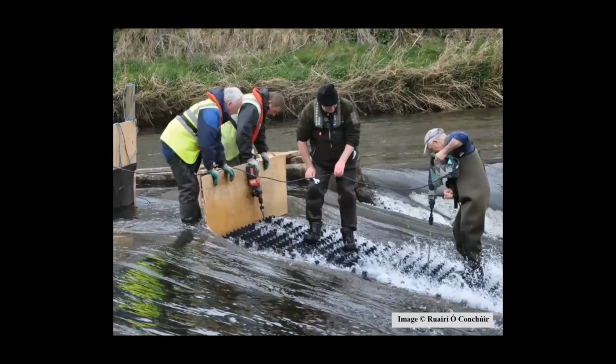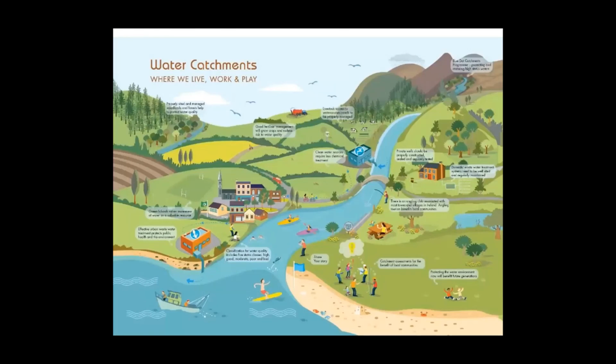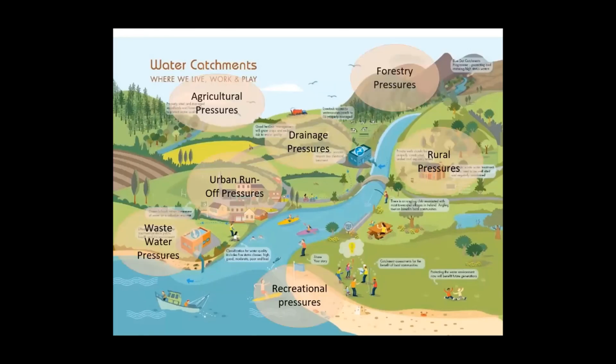There are multiple challenges in terms of river restoration in an Irish context. You've heard of some of them already. These are some of the ones that we would have listed: forestry pressures, agricultural pressures, urban runoff pressures, habitat fragmentation, habitat loss. These are just a few images of such habitat fragmentation and habitat loss.